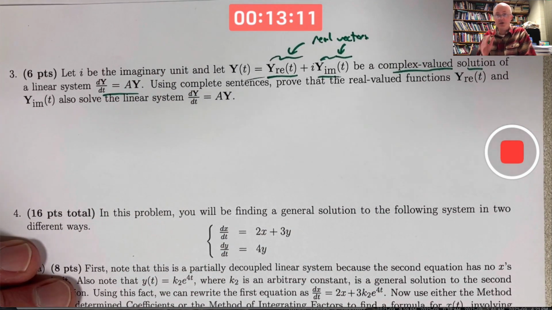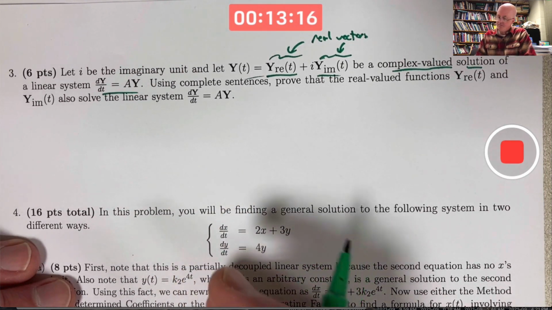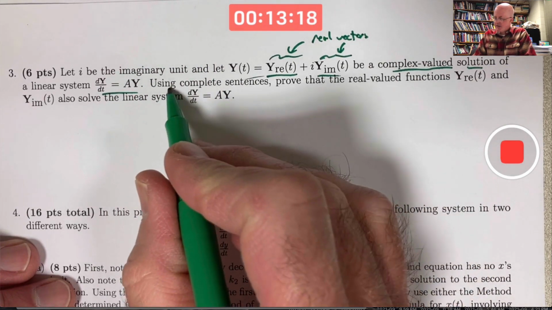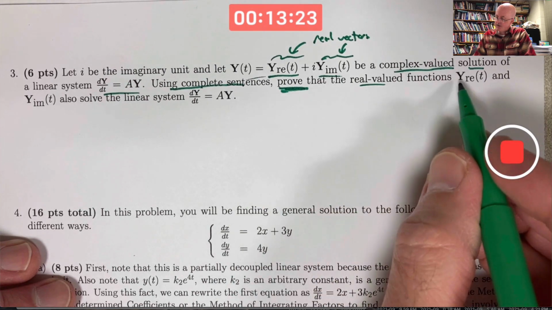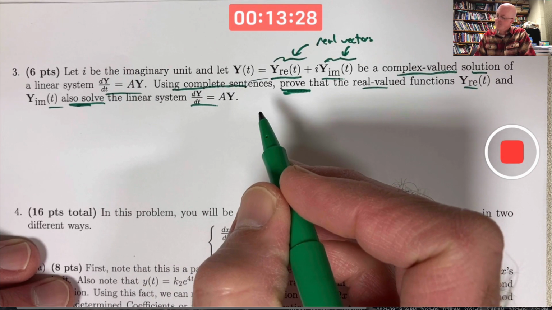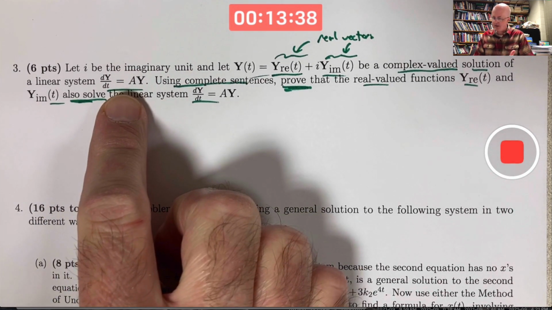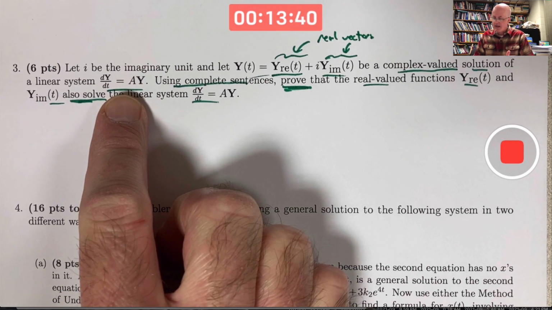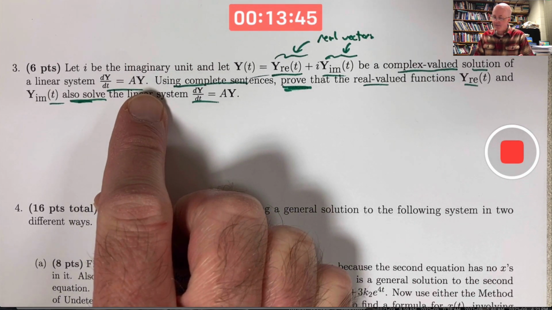It's less clear how to geometrically interpret them. We will hopefully see that a little bit here. I'll talk about it. I'm saying in my directions, using complete sentences, prove, a little bit of our proof here, that the real valued functions, this one and this one, also solve the linear system. Okay, how do we do that here? Well, think again, just like in the very first problem, of what it means to solve a system, a differential equation. Here it's a system because it's in vector form. It means when you substitute in the left-hand side and the right-hand side, you get the same thing.